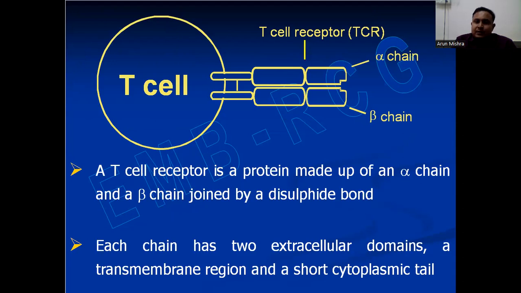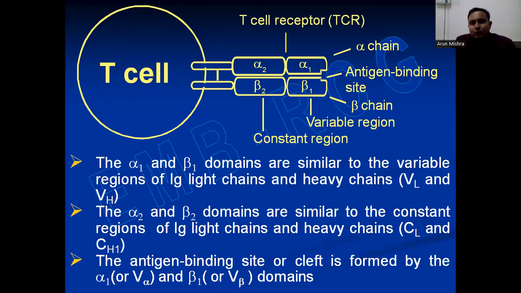A T cell receptor is a protein made up of an alpha chain and a beta chain joined by a disulfide bond. Each chain has two extracellular domains, a transmembrane region and a short cytoplasmic tail. The alpha 1 and beta 1 domains are similar to the variable region of the Ig light chain and heavy chains, known as VL and VH. The alpha 2 and beta 2 domains are similar to the constant region of the Ig light chain and heavy chains, known as CL and CH1. The antigen binding site or cleft is formed by the alpha 1 and beta 1 domains.